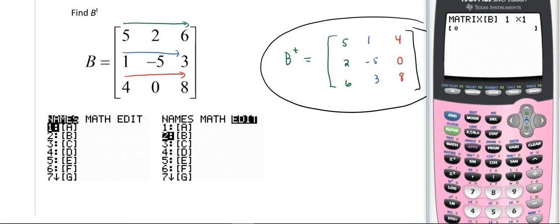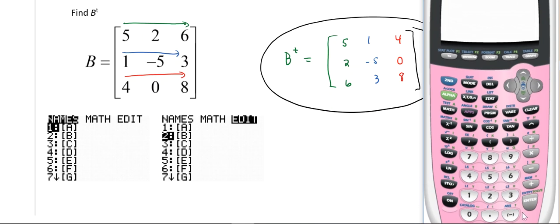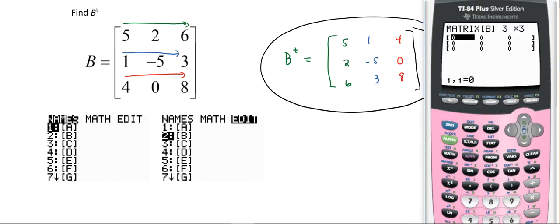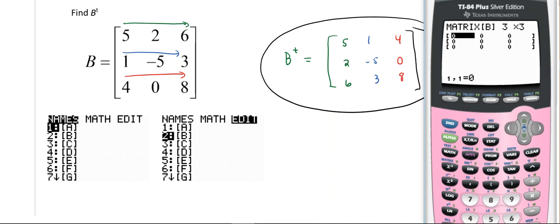Then the first thing it asks is, you can see it's a 1 by 1 right now. I need to change the dimensions. This B happens to be 3 rows by 3 columns. So I'm going to change the dimensions to be that, 3 by 3. The moment you type in the 3s, you can see that the dimensions got bigger. Now I'm going to type in my numbers.